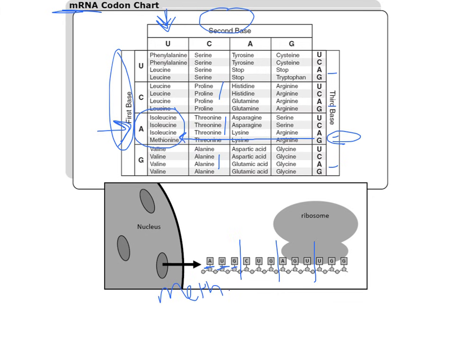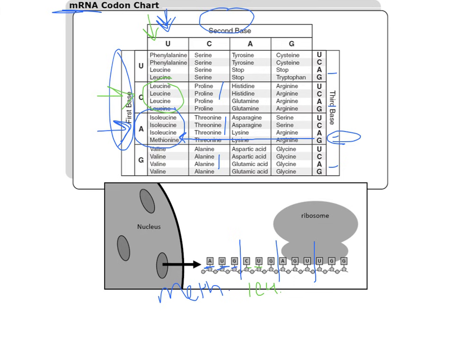I would do the same with my second one. My first base here is a C, so I'm in the C row. Second one is a U, so I'm still in this U column, so I'm in this box here. And now it doesn't even matter what my third base is, right? I've got leucine happening. And I would do that all the way down.